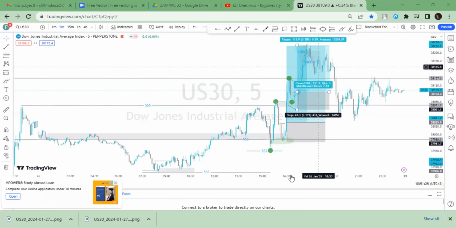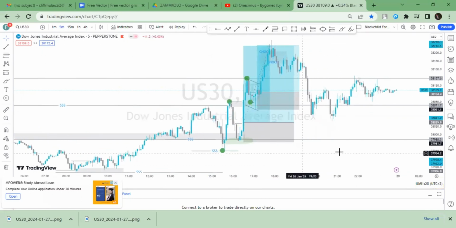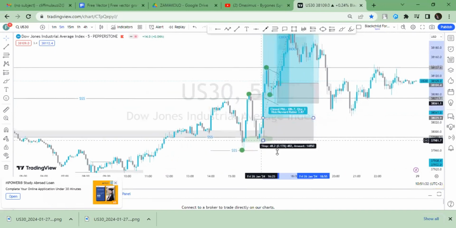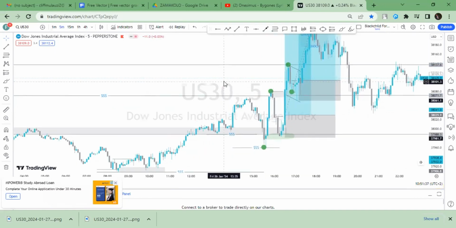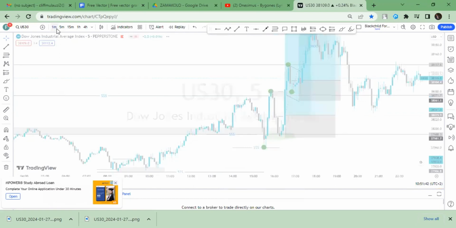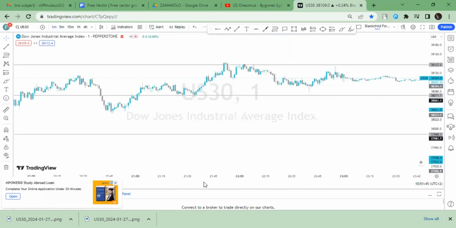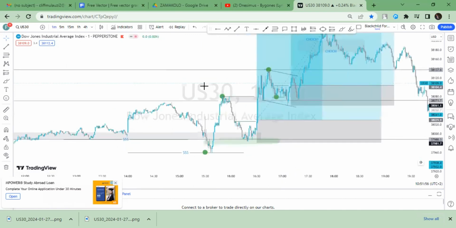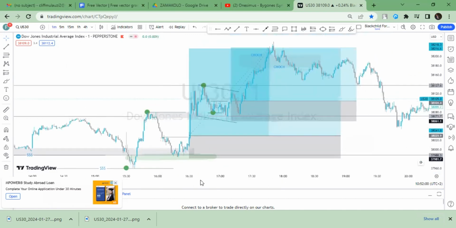So I'll go on a smaller time frame so that I can break this setup down, how I was able to take this beautiful trade. But before that, I just want to show you on this 1 minute time frame how everything was done and how I was able to take this trade.